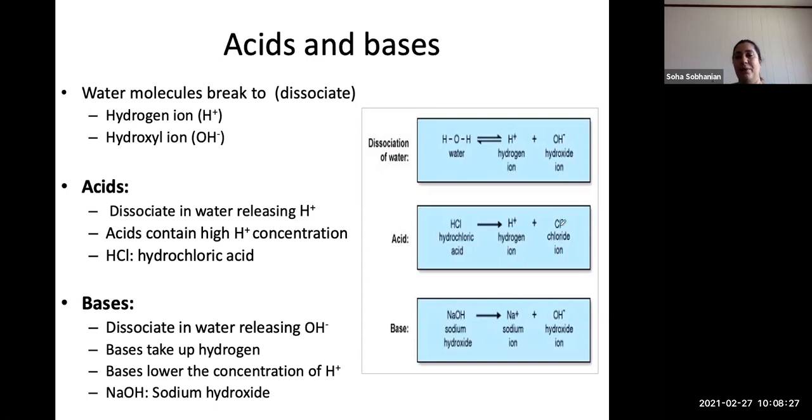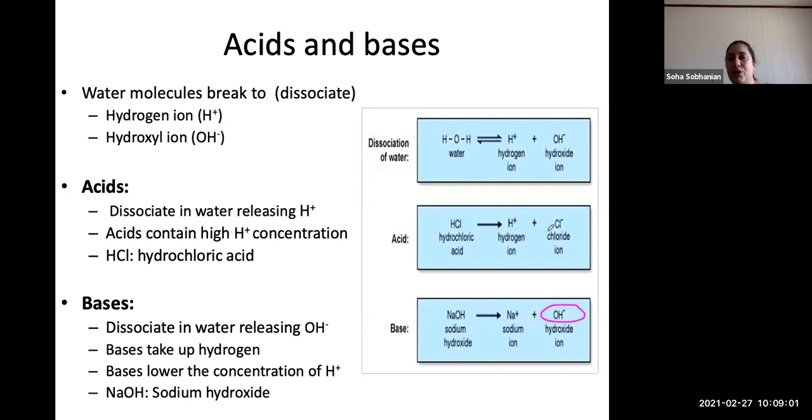So look at the example here again. HCl, for instance, which is hydrochloric acid, is gonna release a lot of hydrogen, and NaOH, which is sodium hydroxide, is gonna release a significant amount of OH. This is a base, that's an acid. Now, have you guys heard of a strong acid versus a weak acid, or a strong base versus a weak base?